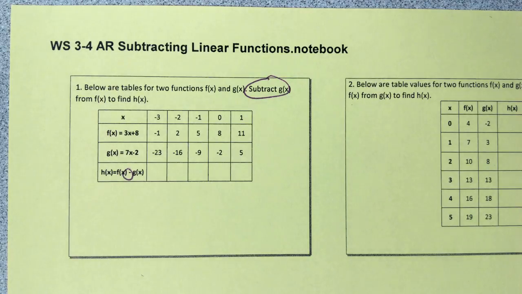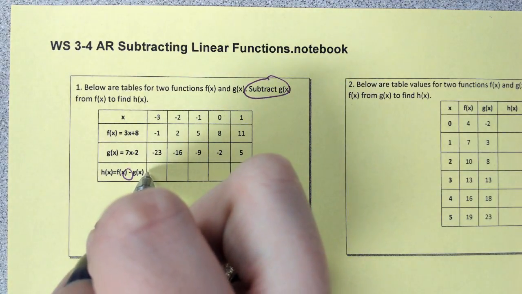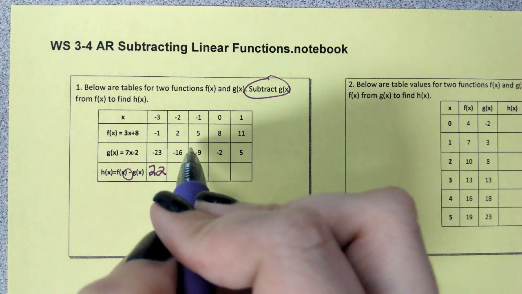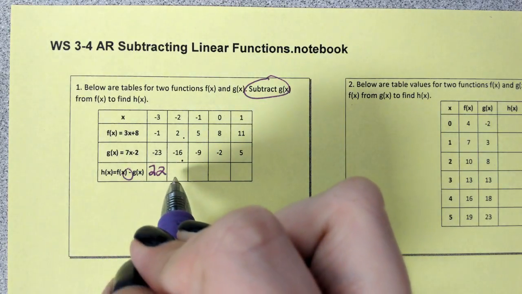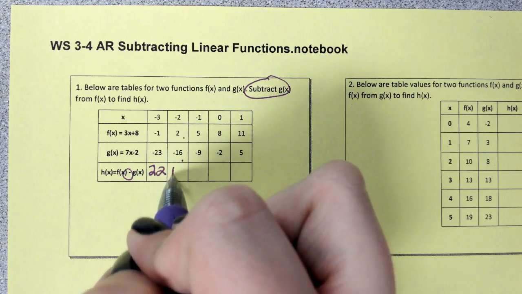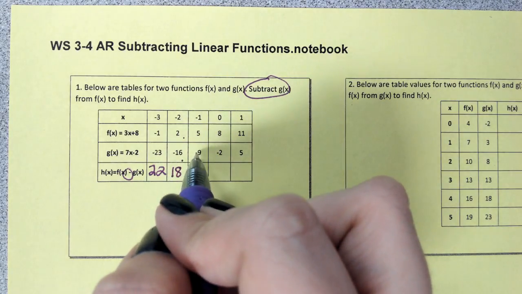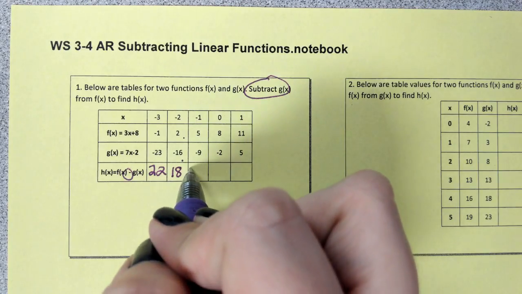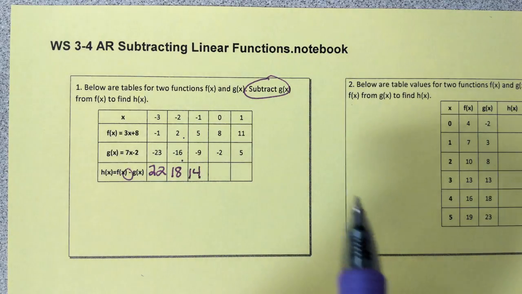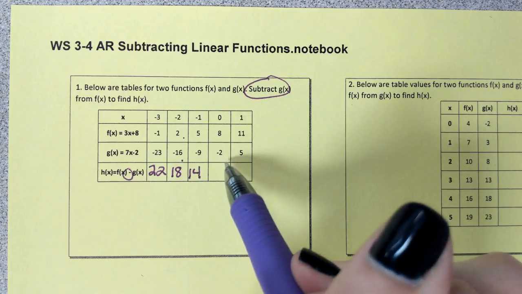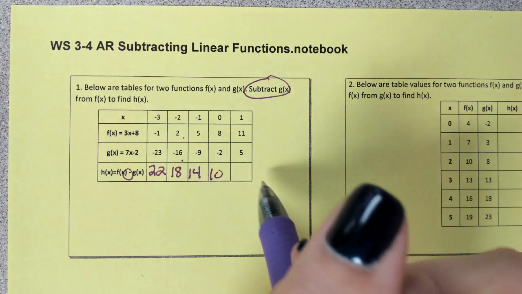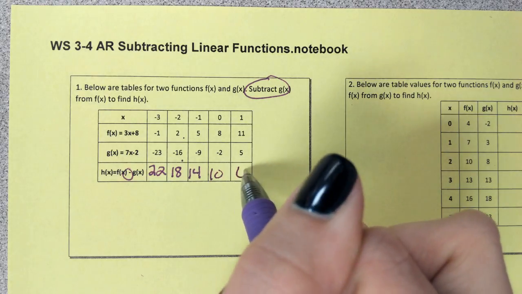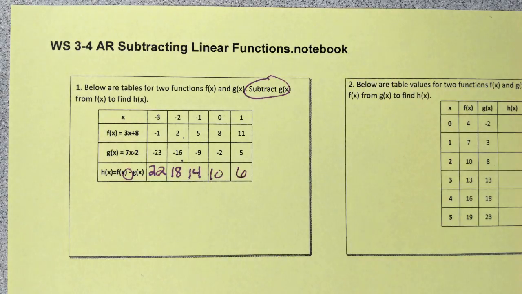So all you're going to do in your calculator is hit -1 minus -23, and you're going to get 22. Same thing here. Do the exact same thing. 2 minus -16, and you should get 18. Then 5 minus -9, and you're going to get 14. 8 minus -2, and you should get 10. And then 11 minus 5, and you should get 6. Okay, so that's all you're doing on number 1.